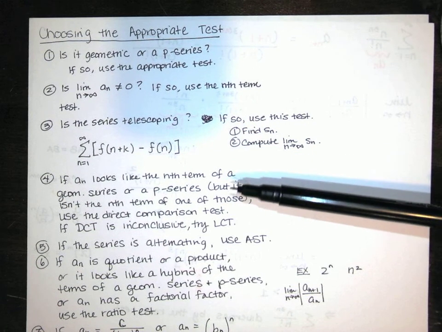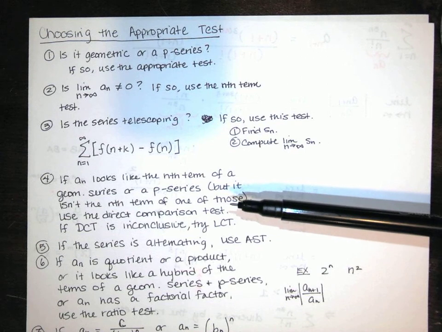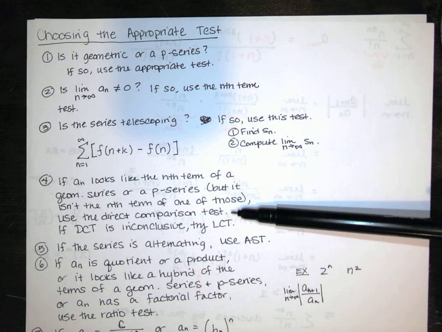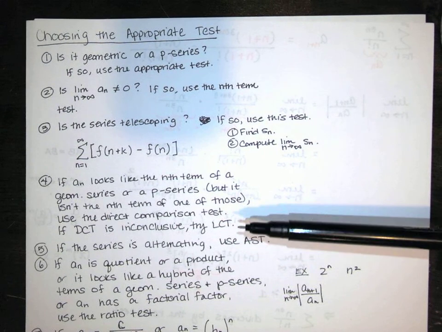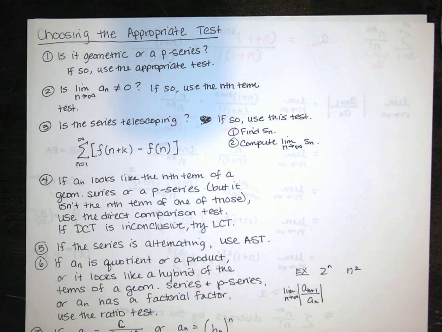Then you say, okay, if it looks like a p-series or a geometric series, but it's not a p-series or a geometric series, let's compare it to one of those. Try direct comparison first. If that fails, use limit comparison. If it's alternating, you might want to try the alternating series test.